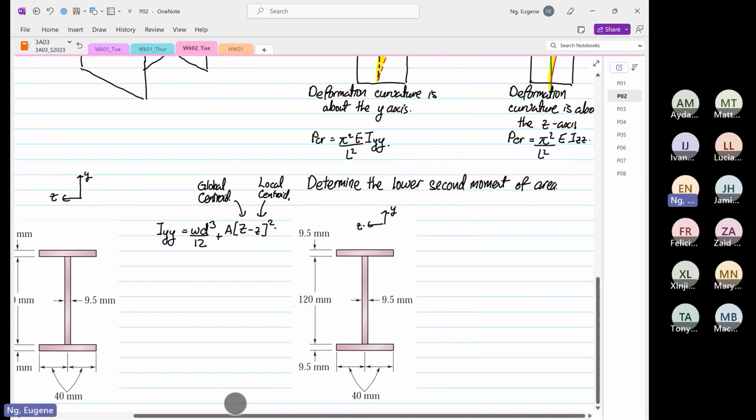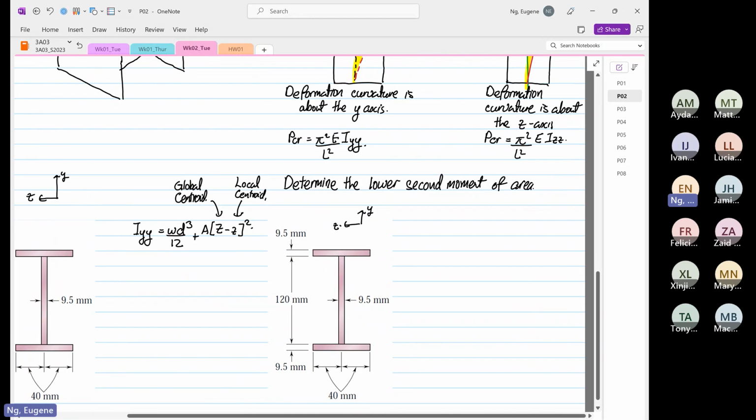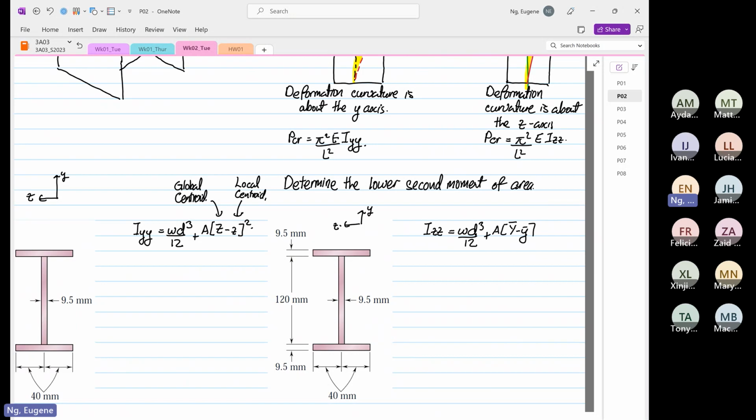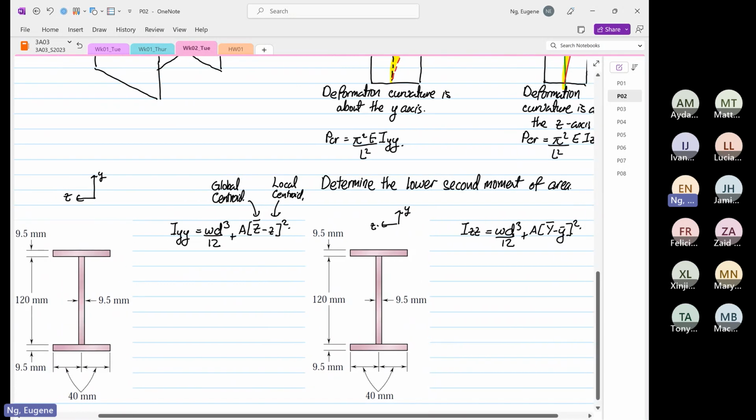Likewise, over here, we are going to do IZZ. This is equal to width times depth cubed over 12 plus the cross-sectional area times big Y bar minus small Y bar, and the whole thing squared. It's the same: the big Y bar or Z bar over here is the global centroid, and the other one is the local. Global means for the entire structure. Local means when you divide them into individual parts.